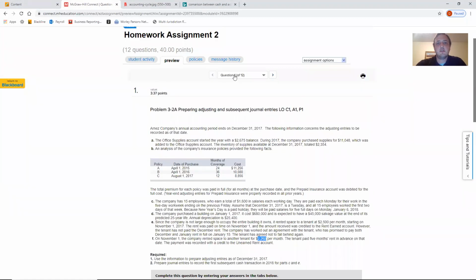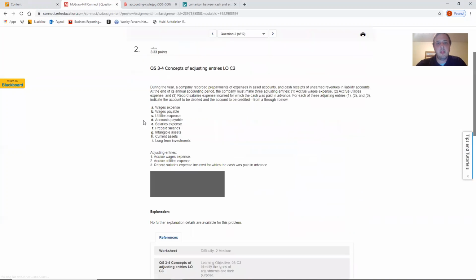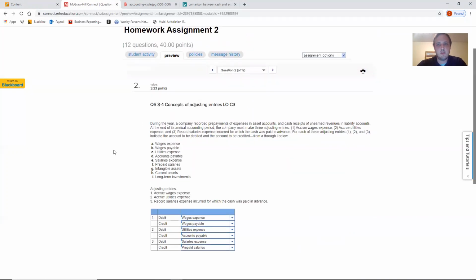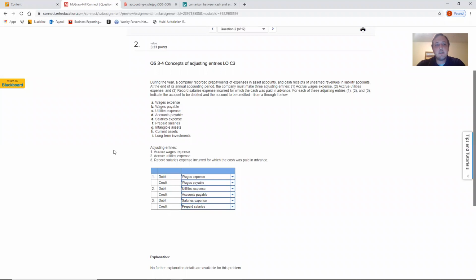Okay. Then we go into question 2. All right, so we recorded prepayments in asset accounts and cash receipts of unearned in liabilities, and we're making adjusting entries now. So the question is, when we go to adjust for wage expense, which one's going to be the debit and which one's going to be the credit? So wage, the expense, the way to increase an expense is debiting it, and it's increasing our liability. To increase the liability, you credit it. So the accounts are wage expense and wage payable.